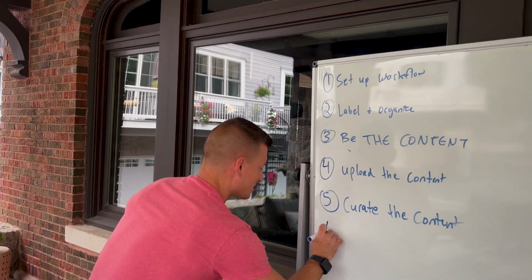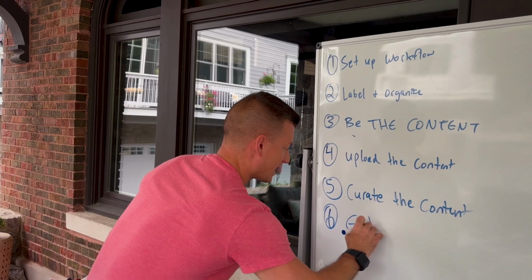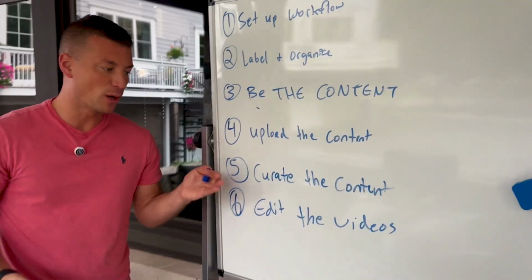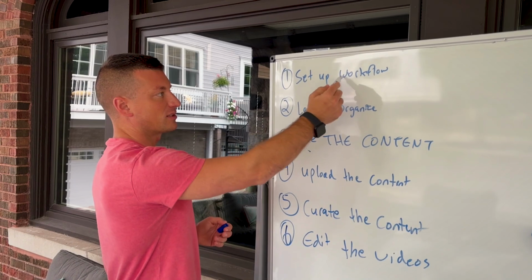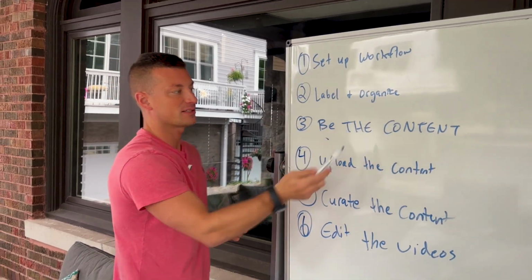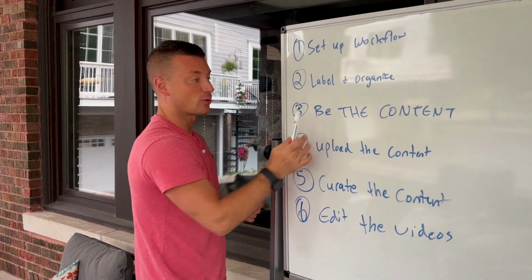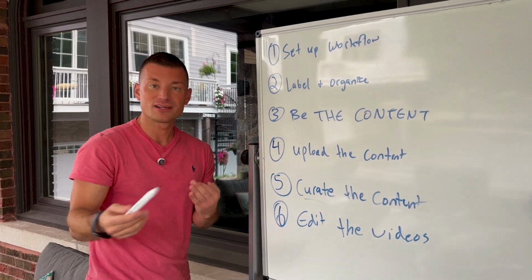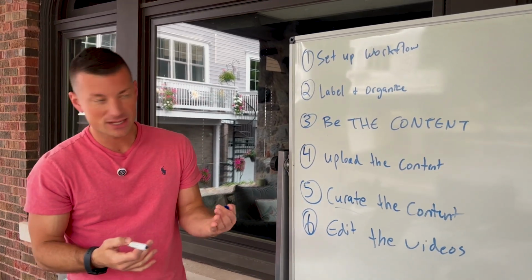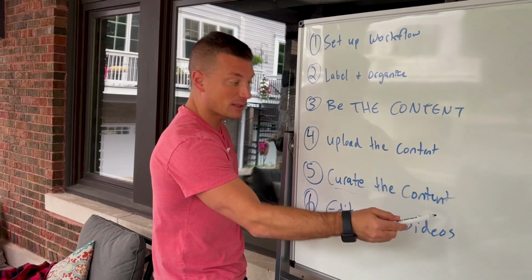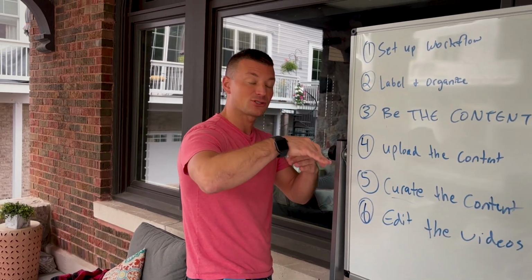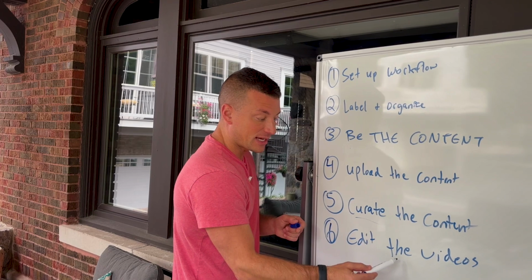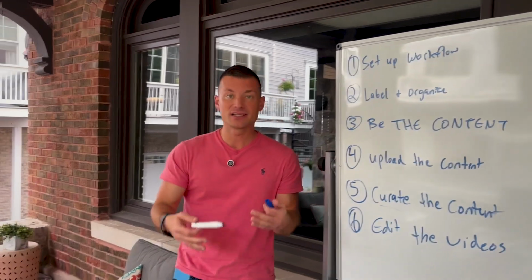Moving on to step 6, which is edit the videos. All right, we call this post-production. So now going back to the workflow that we've labeled and organized, we've become the content, we've recorded some great videos, we've uploaded the content. Our curator, which would probably be our content director or social media manager, has gone through and found the best clips. They've either timestamped them or actually trimmed them themselves and then sent them in the next folder that indicates that it's ready for the videos to be edited and post-produced.